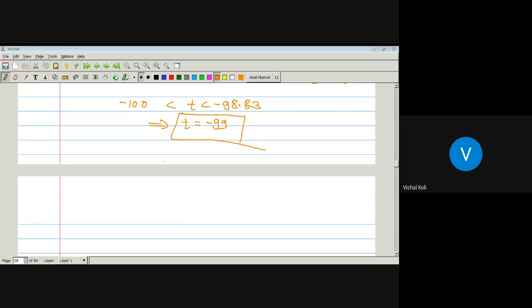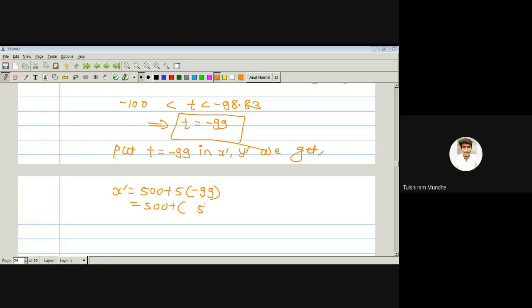Just put the value of t in x dash and y dash. Put t equal to minus 99 in x dash and y dash, we get x dash equal to x naught, that is 500 plus b upon d, which is 5, into t. T is minus 99. So 500 plus 5 into minus 99, which is minus 495. 500 minus 495 is 5.